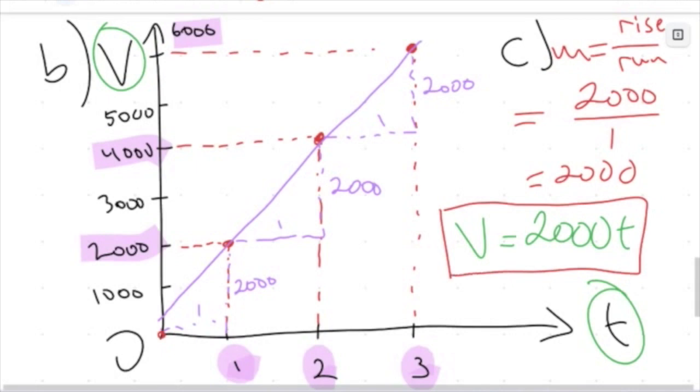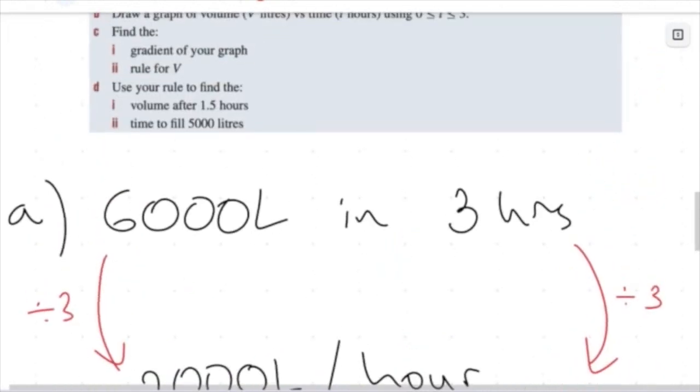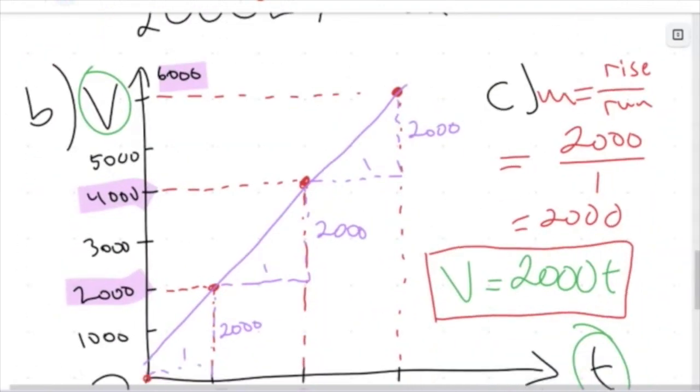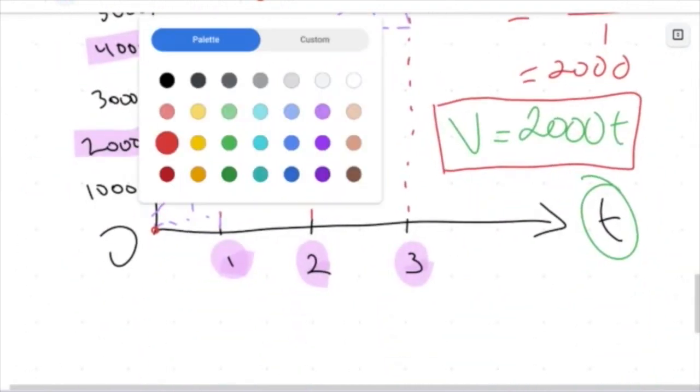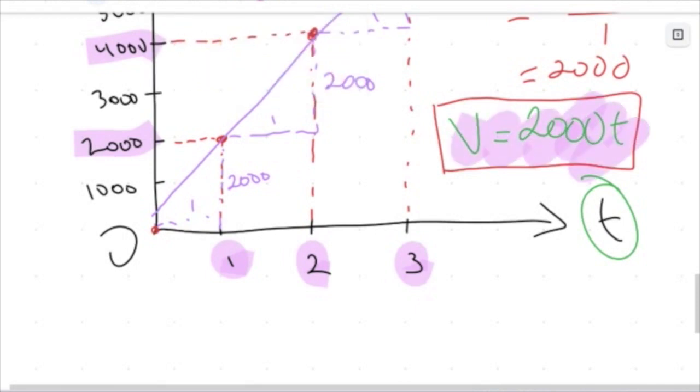I can use this now to make predictions like in question D. You guys can try this at home. Use this rule to find the volume after 1.5 hours or the time to fill 5,000 liters. That just involves substituting these numbers into the rule. Once we have the rule, that's the hardest part. Everything else becomes a lot easier.